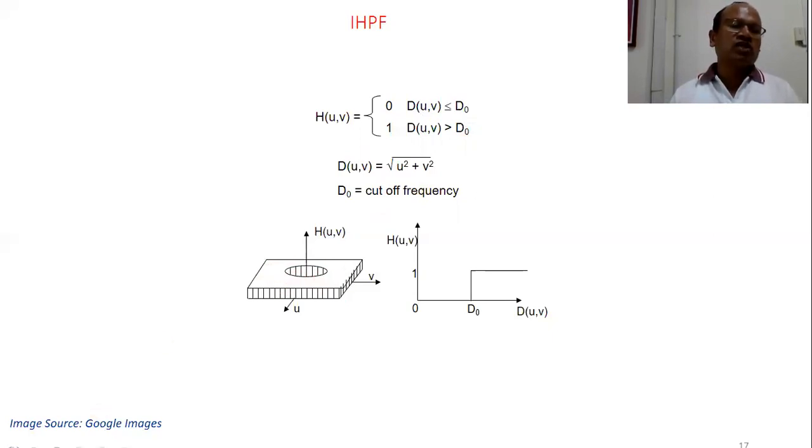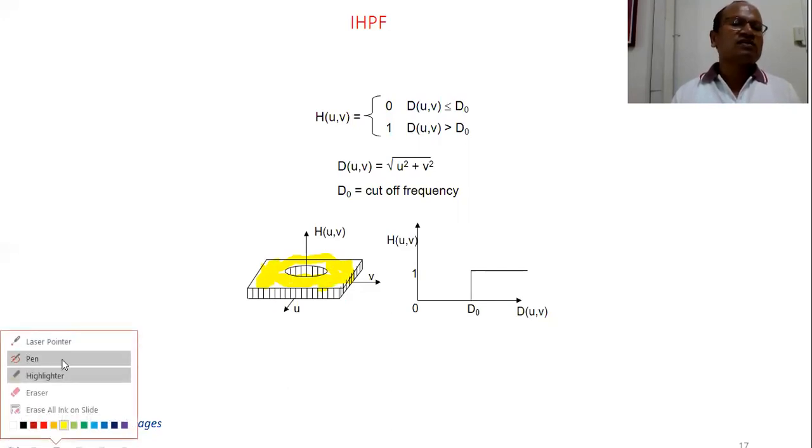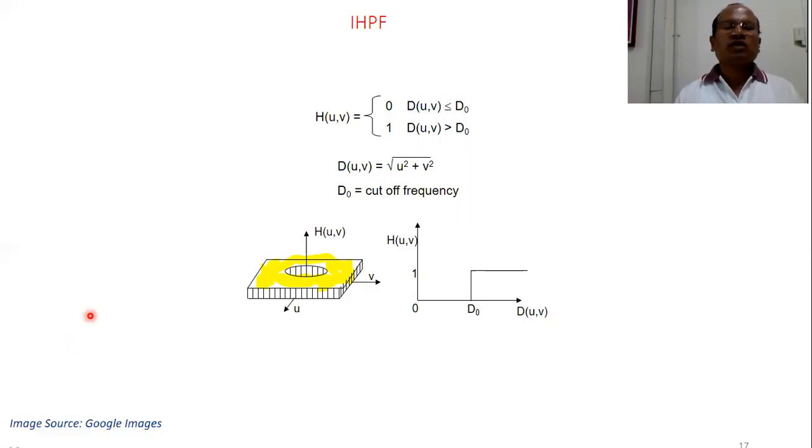If we could use a highlighter, we would see that this is the area you see here. This is the area outside that circle. So these are your high frequency areas where the signal is passed, and the low frequency component near the center, in the vicinity of the center, is getting rejected.